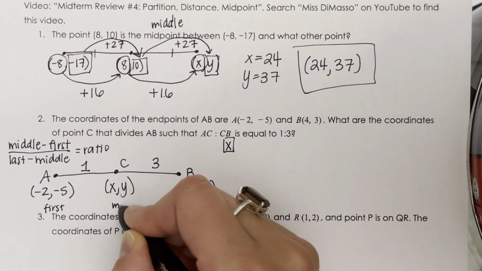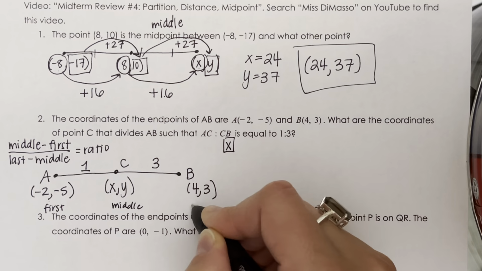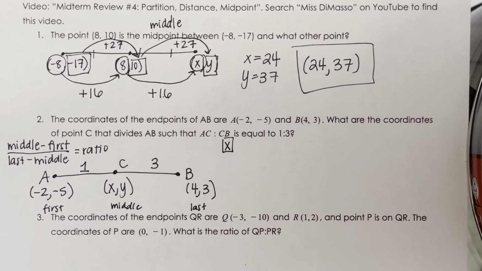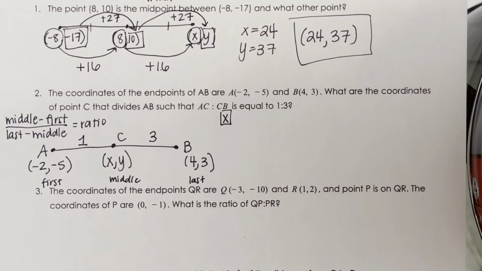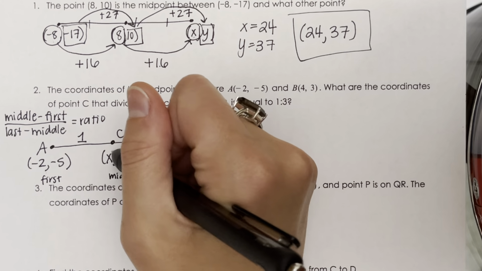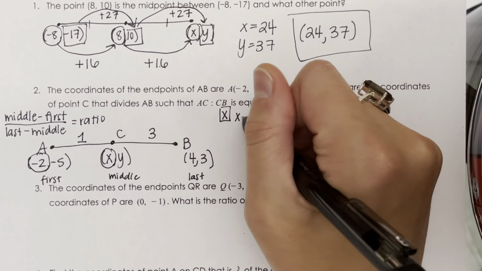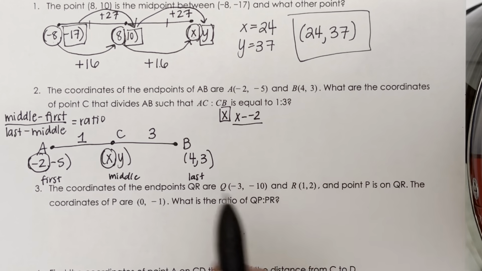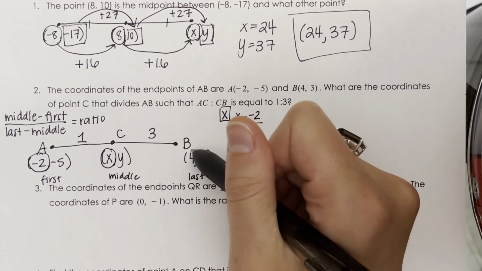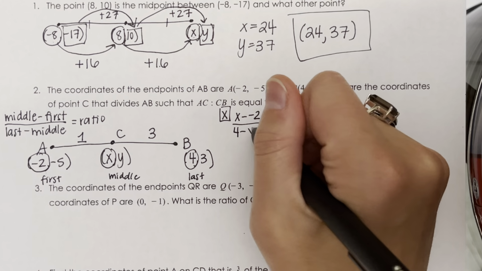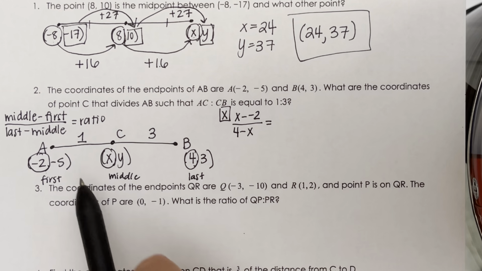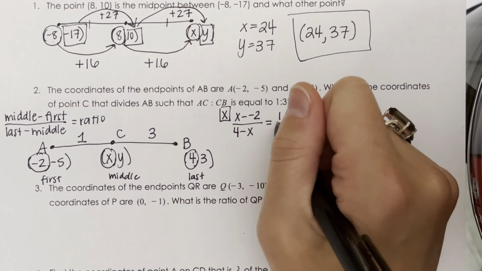This is your middle point. This is your last piece. Okay, so middle minus first, x minus -2, over last minus middle, 4 minus x. Set that equal to my ratio, which is 1 to 3.